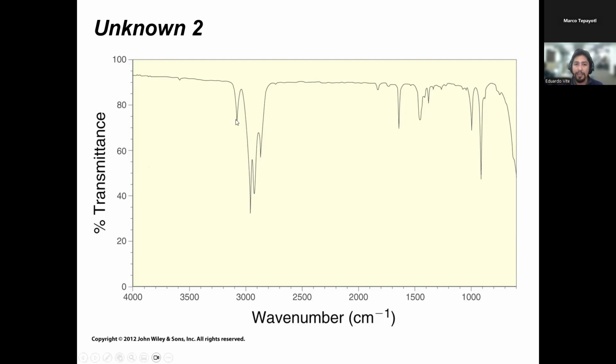And the reason that it is not an amine is because the peak is sharp. Amines produce peaks that are kind of rounded at the bottom. If it's a super sharp peak, it is not an amine. Amines are a little bit more rounded at the bottom.